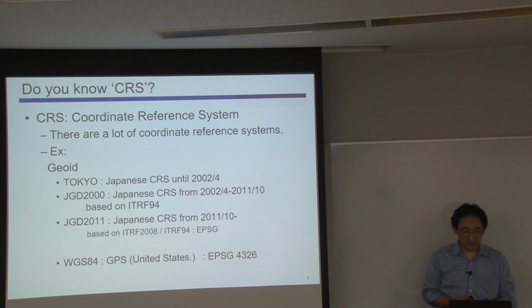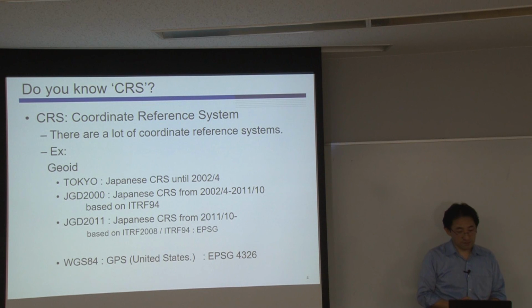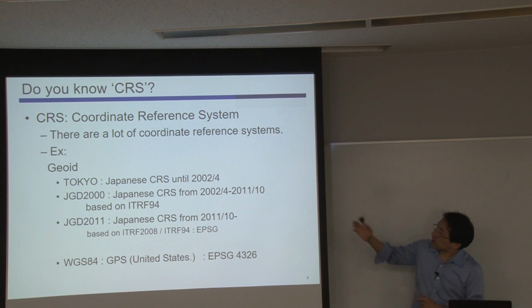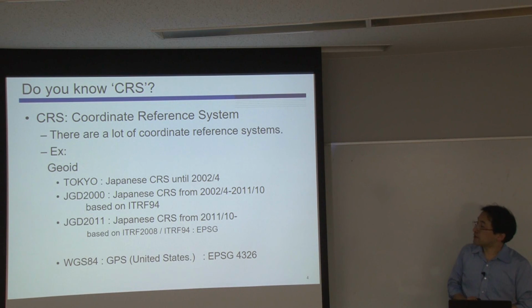There are a lot of coordinate reference systems, and Japan currently has three different kinds of coordinate systems we should know about. The Tokyo coordinate reference system was used until 2002, and JGD 2000 was used until 2011. And now we are using JGD 2011 because of the big earthquake in the east of Japan; Japan's coordinates differ a little bit, so we have to change it. That's the reason why we changed the coordinate reference system.